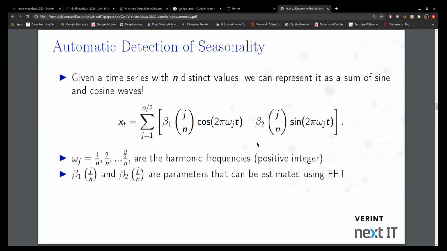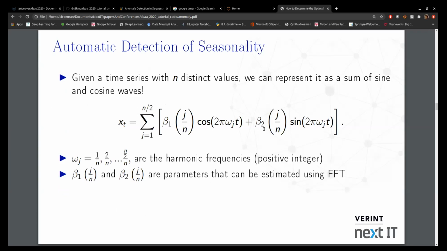And note that this equation is working under the assumption we have an even number of distinct values n in the time series. And there's a separate equation for the case when you have an odd number, and you can just check that up online. It's beyond the scope of this. And these fractions j over n are harmonic or whole number frequencies. And j goes from 1 to n divided by 2.